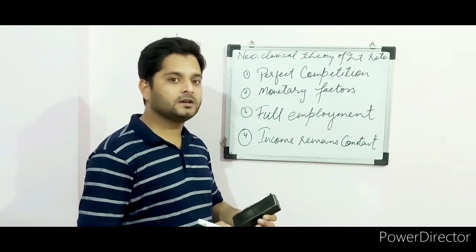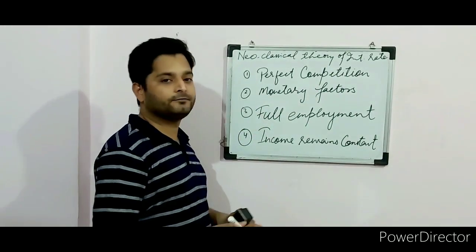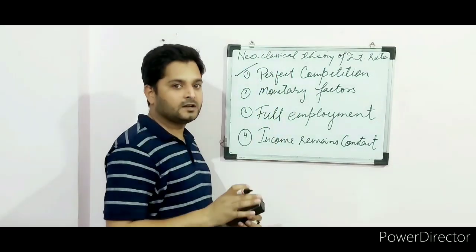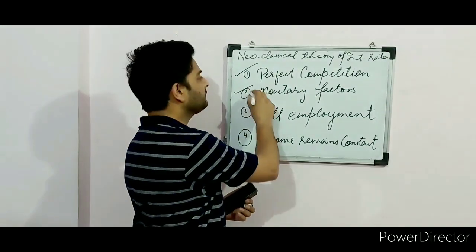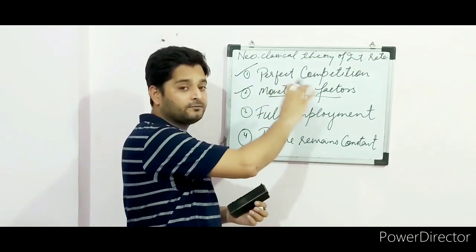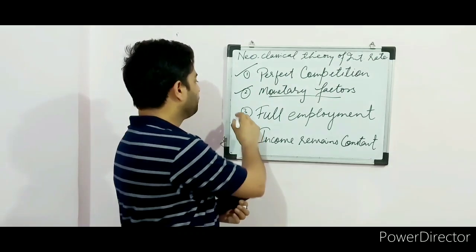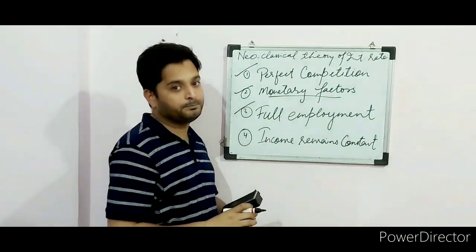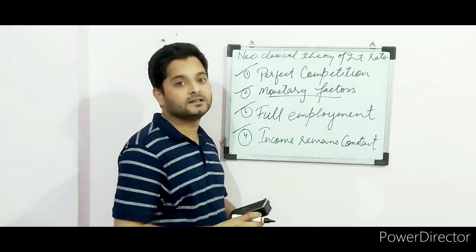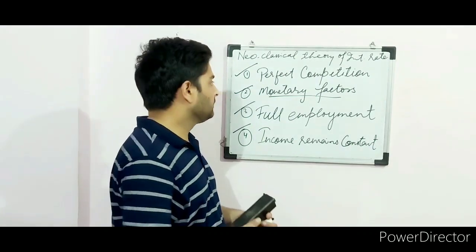The assumptions of the theory are as follows. The first assumption is that there must be perfect competition in the market, meaning a perfect competition situation must be there in the economy. Second, monetary factors have to be considered in the determination of the interest rate. Full employment must prevail in the economy and income remains constant, or we can say that there is no change in the income, right?